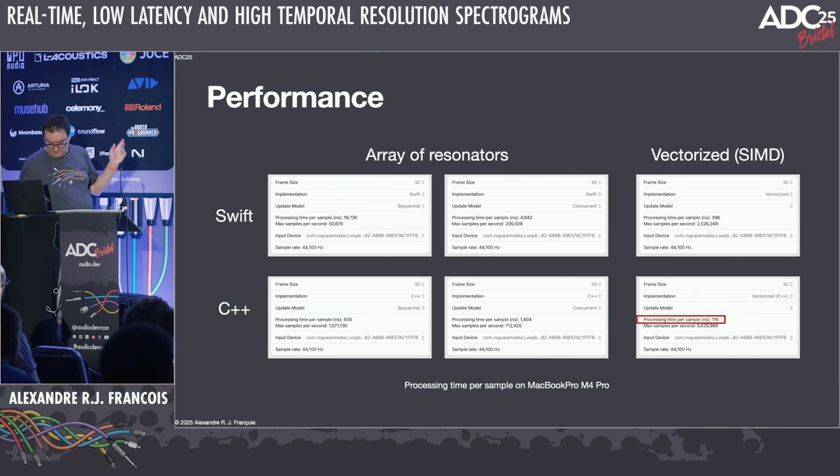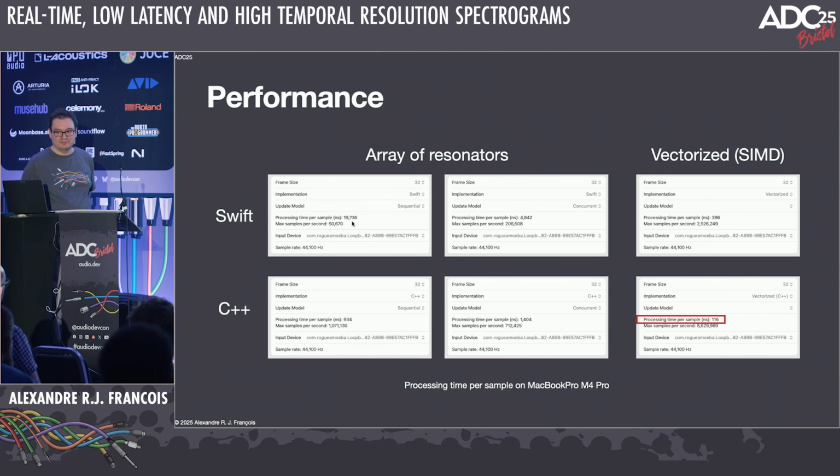All right, so what's on the left here is the sequential updates on the array of independent resonators, so non-vectorized. So this is the worst number. And it's a debug version. And the processing time per sample is less than 20,000 nanoseconds.